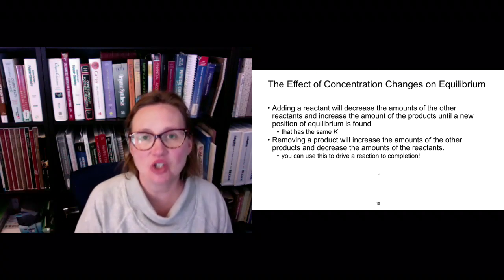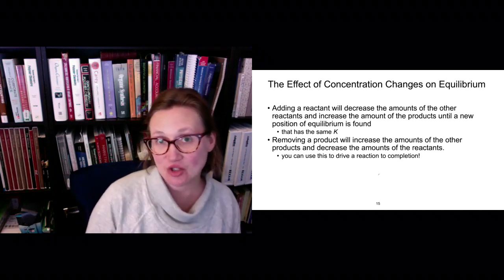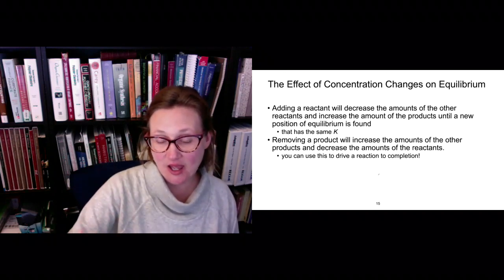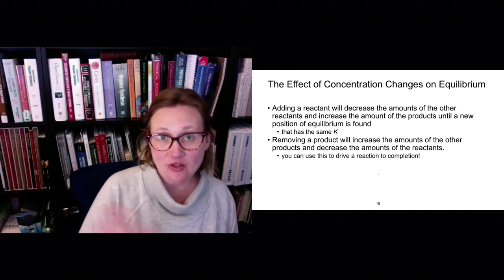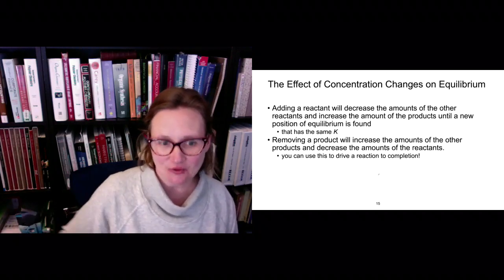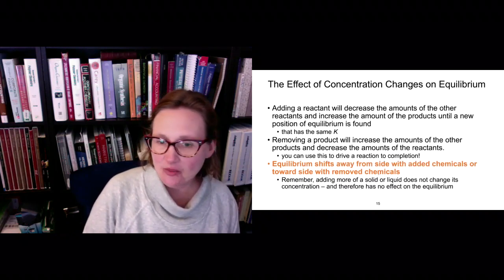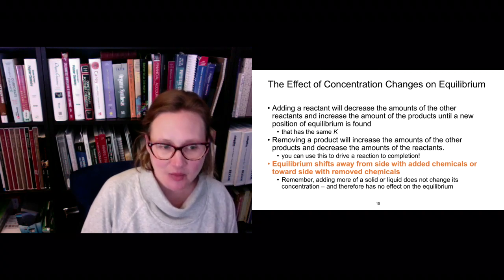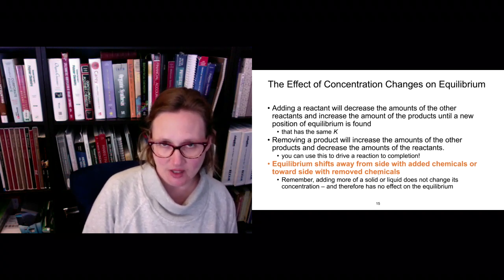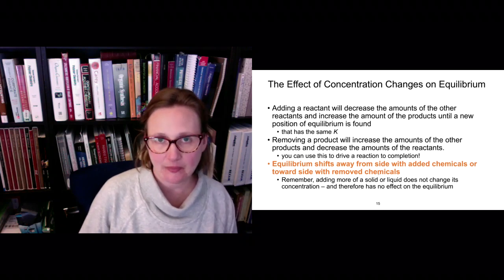All right, so you can drive a reaction to completion by removing a product. This is in fact a strategy that biology uses in order to get reactions to go: they can actively remove a product from that equilibrium so that it keeps driving that reaction forward. So the equilibrium is going to shift from the side with the added chemicals towards the side with the removed chemicals, again establishing that equilibrium.